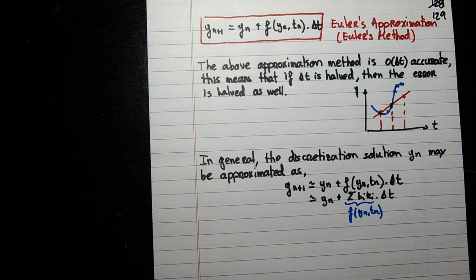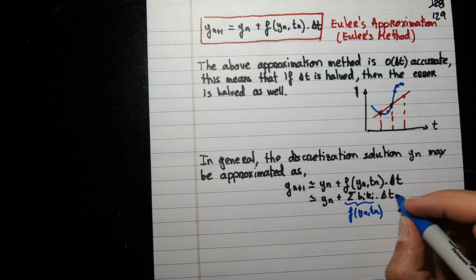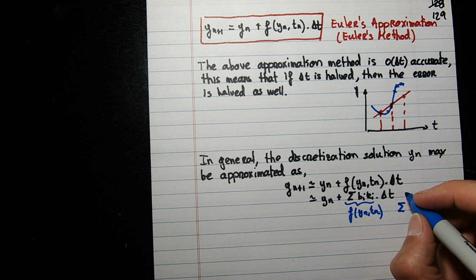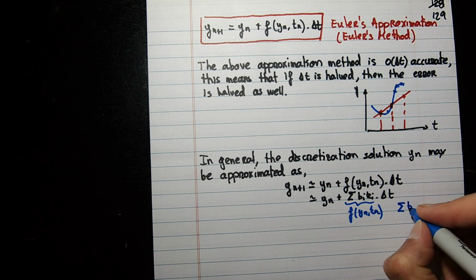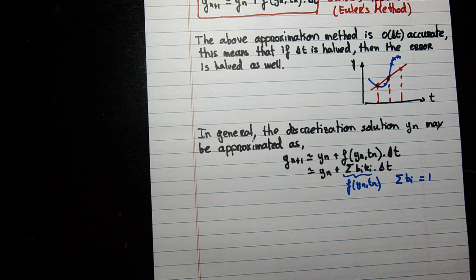Alright, and what is peculiar over here is that you will see that the b sub i's will always sum up to 1. Okay, I'm going to do that right away.